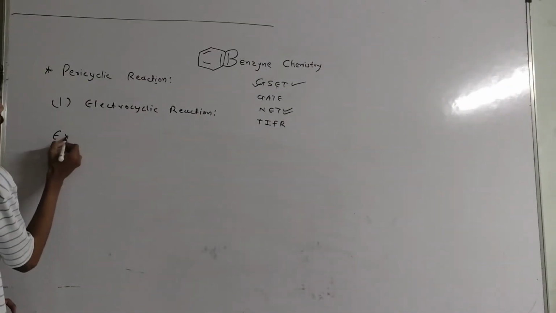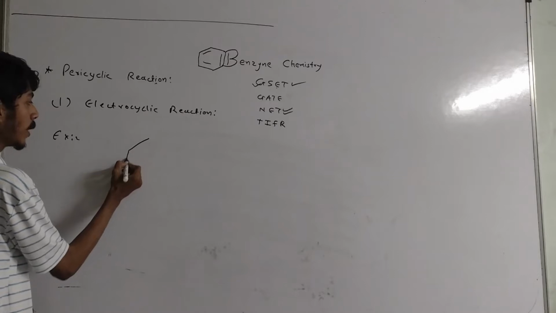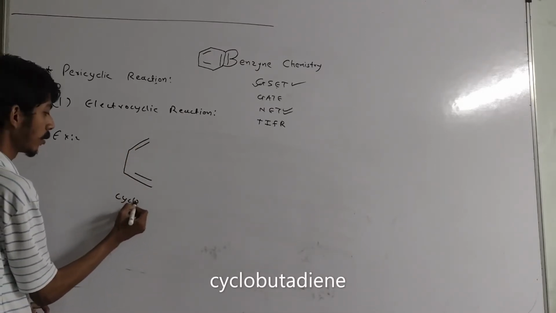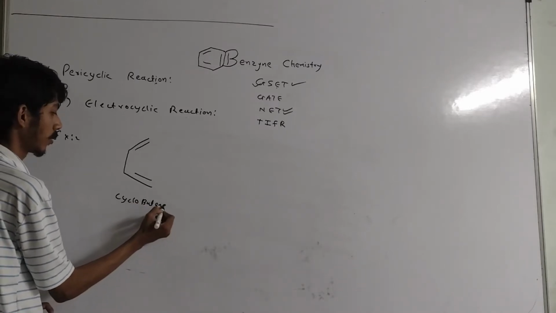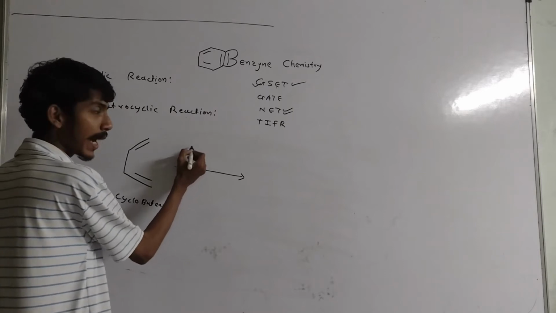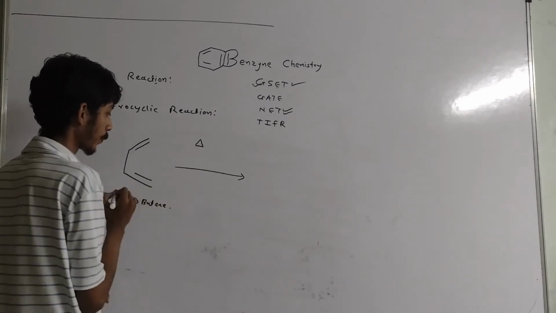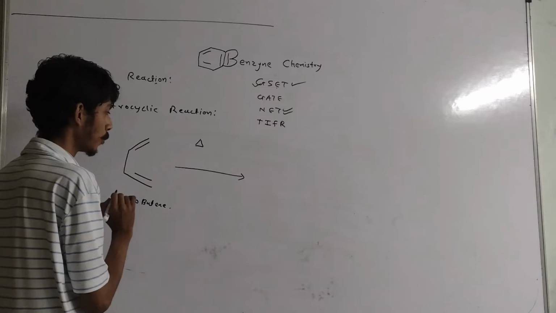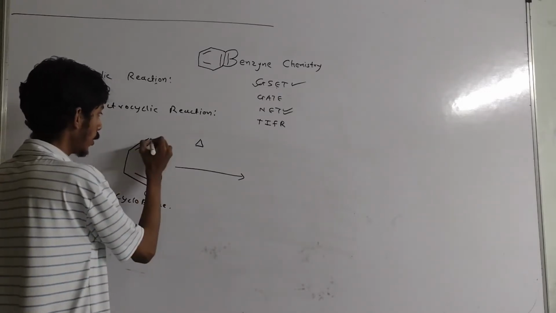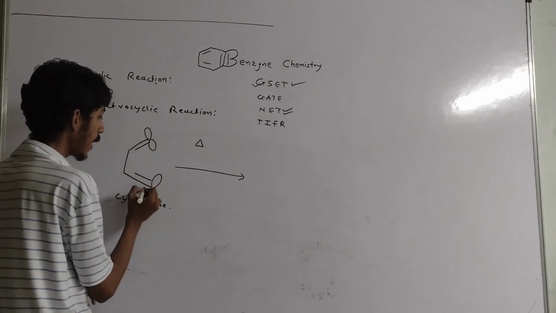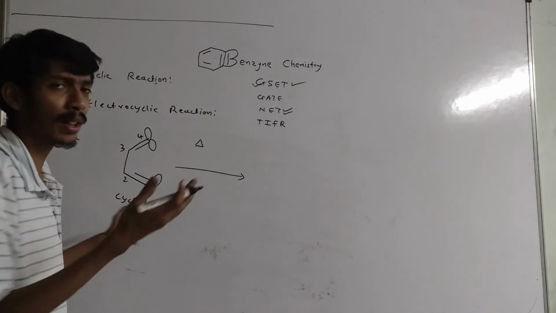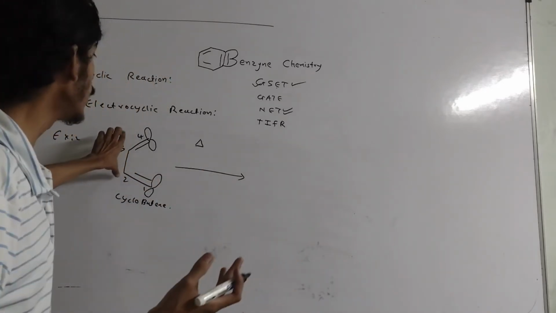Okay, so I have to take the cyclobutane example like this. This is cyclobutane. First I'll take the heating condition. What you have to do is draw the molecular orbitals at the end carbons. There are 4 carbons, 1, 2, 3, 4. You should know the basics of orbital diagrams.